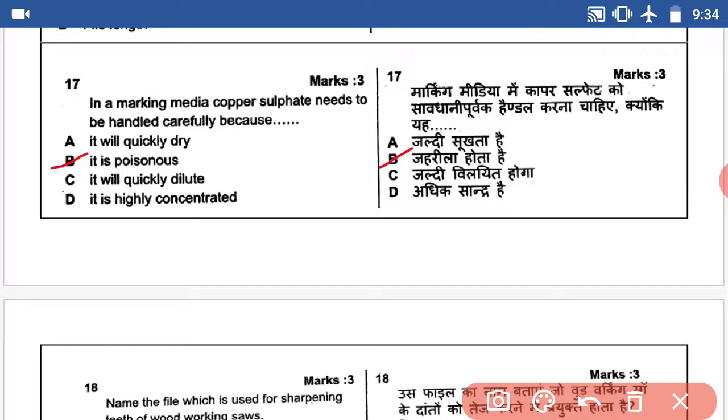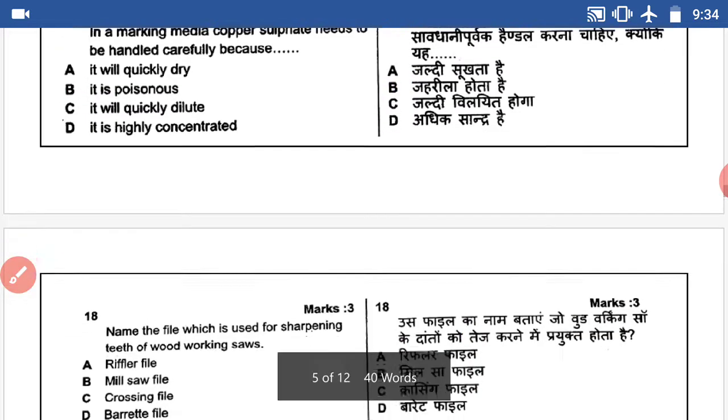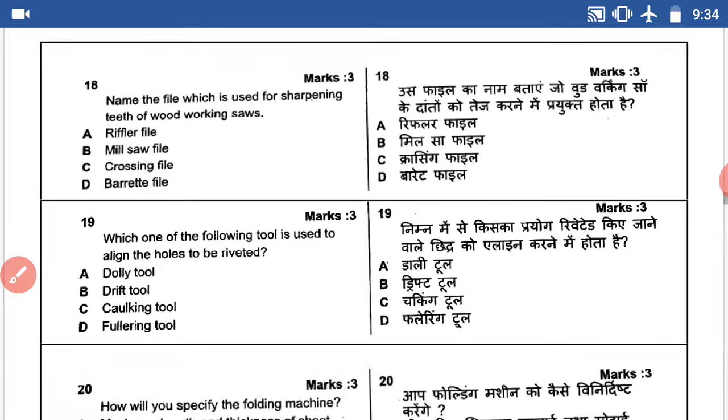Question number 18. Name the file which is used for sharpening teeth of woodworking saw. This file is Milsa file. This question answer Milsa file. Answer B.